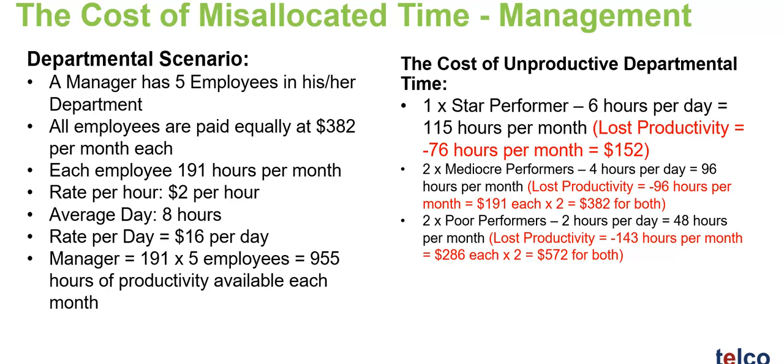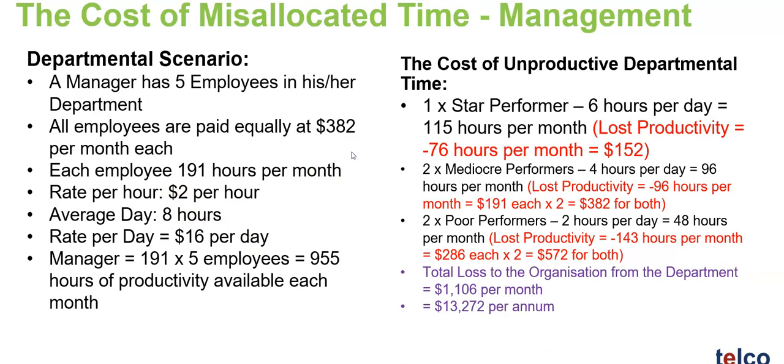That means 143 hours times $2 per hour means that each of them is losing the company $286. And because there's two of them, both of them are losing the department and the company $572. So the total loss to the organization from that specific department is $1,106 per month. That is the $152 lost by the star performer, the $382 lost by the two mediocre performers, plus the $572 lost by the two poor performers.